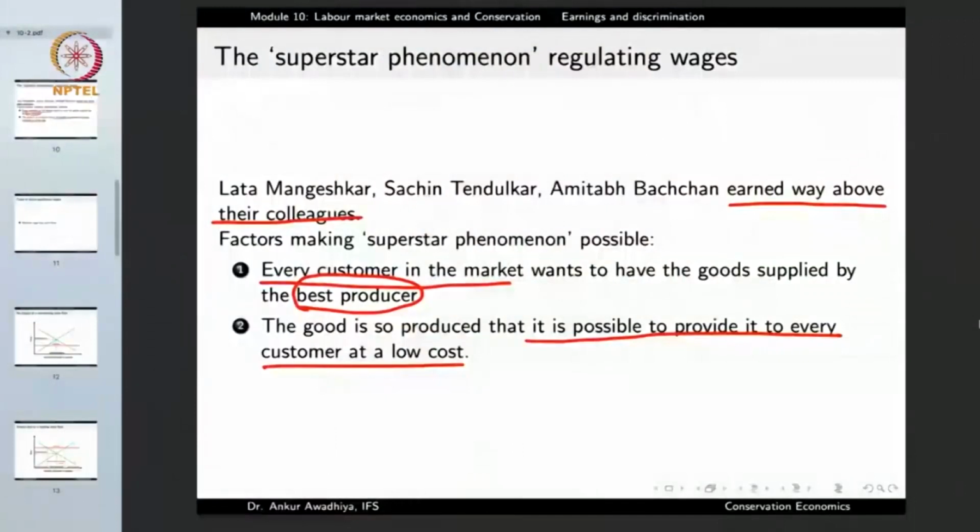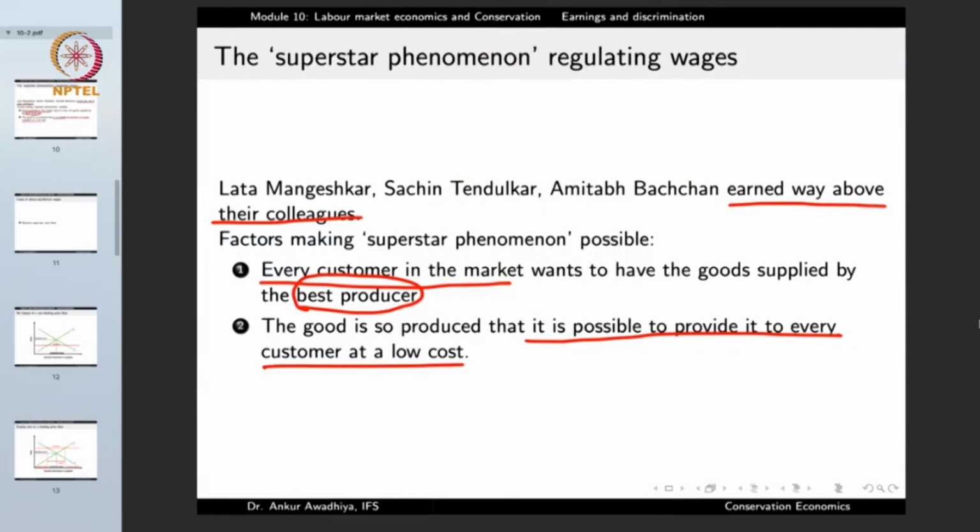So the best doctor may not be earning way above the second best or the third best. But in the cases of superstar phenomenon, the people who are the best, they earn way above the second best or the third best. So that is the superstar phenomenon. And this is something that is not explained by the neoclassical theory of distribution. So this is another factor that modulates the wages that people get in the market.